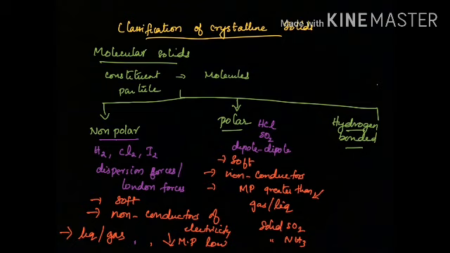Now we can look at the next type of molecular solids, that is the hydrogen bonded molecular solids. Again, from the name itself we can see that these molecules have hydrogen bonding in between. For example, molecules formed between hydrogen and the most electronegative elements like fluorine, oxygen, nitrogen. Hydrogen with fluorine, oxygen and nitrogen form hydrogen bonding with each other. So these molecules are bonded together by hydrogen bonding.